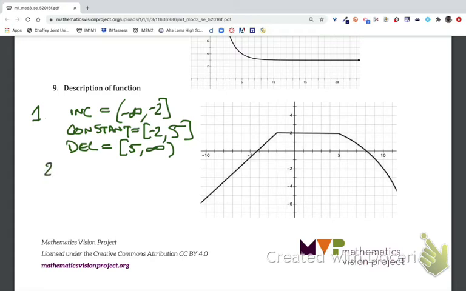Now the second part is identifying if it has a maximum or a minimum. Well, the most it can go up is to +2, so we know that this has a maximum.